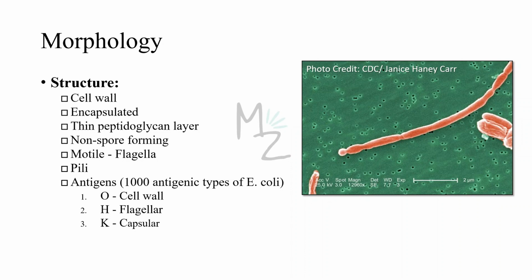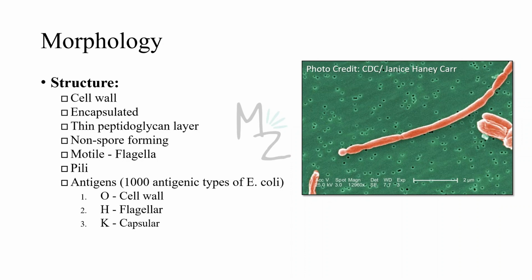Okay. Now it's time to explain the O157:H7 strains of E. coli, right? E. coli has got 3 antigens, as I mentioned earlier. The first one is O, or cell wall antigen. The second one is H, or flagellar antigen. The third one is K, or capsular antigen.